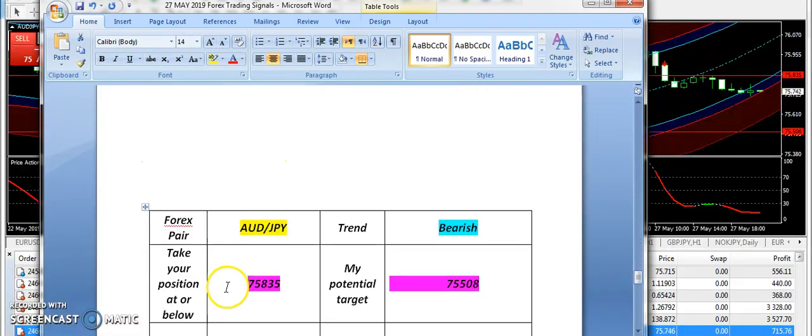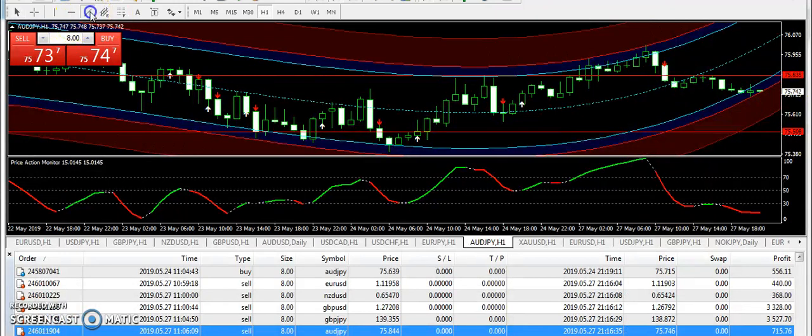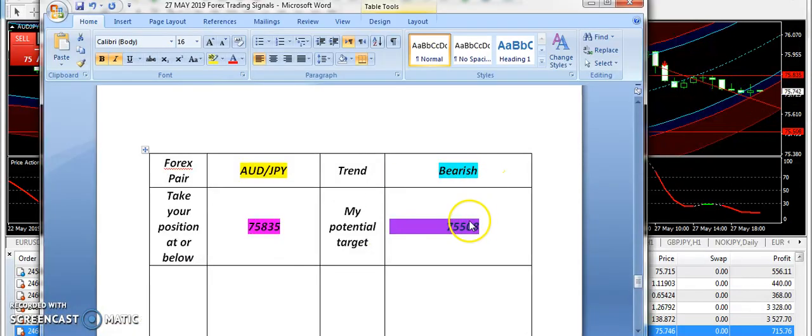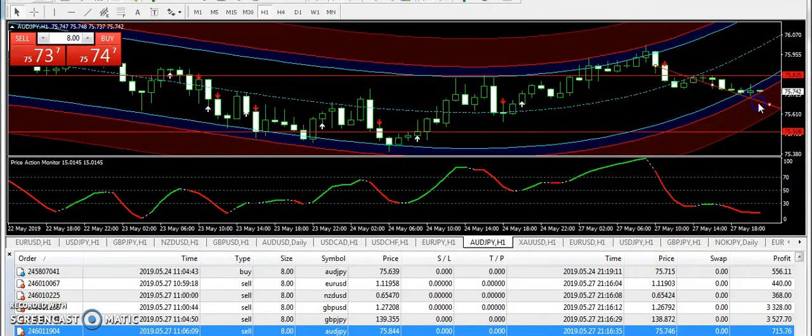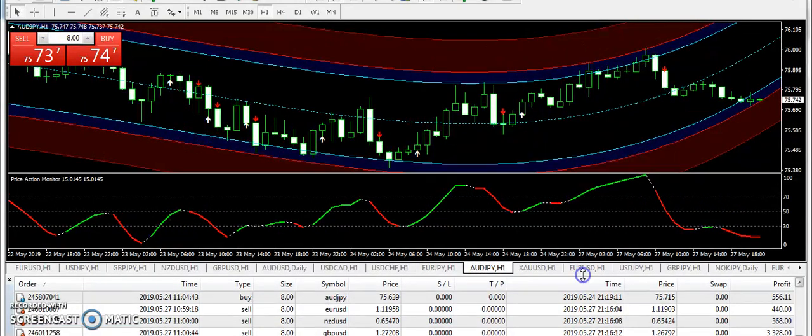Okay, another signal that is a bit satisfied: a bearish trend was supplied on AUD JPY from 75.835 and 75.508 is the target price. However, you can see the market breaks the entry a few hours ago, and the market is making the bearish pattern. If it continues the bearish pattern, then the market can go up to 75.508. So overall, it was a slow day of trading, and it was not a very difficult day, but it was slow because of the holiday for the financial market.